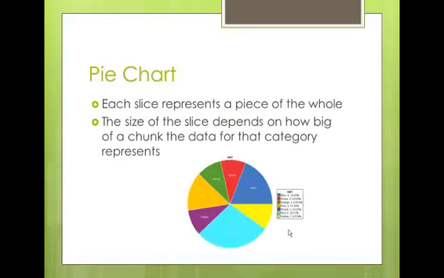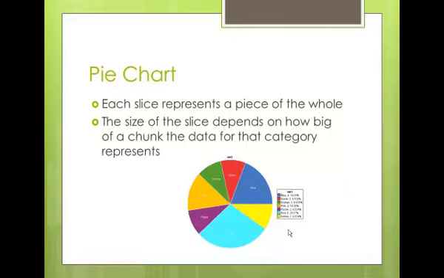Okay, now let's move on to the second type of graphical display, the pie chart. And probably everyone has seen a pie chart before as well. But just in case, we'll go through it to make everything rigorous. In a pie chart, each slice is going to represent a piece of the whole, and the size of the slice represents how big of a piece that part of the data takes.